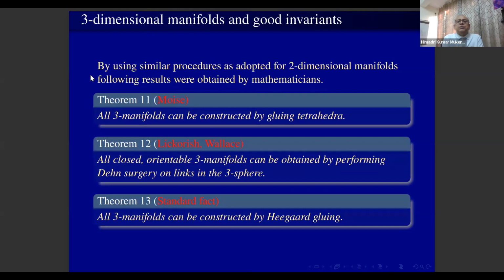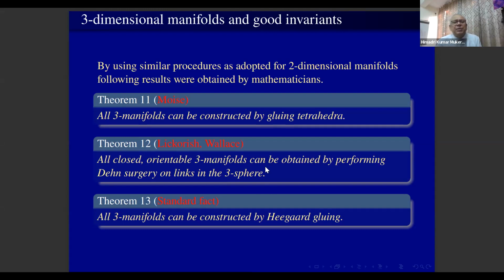By using similar procedures to those adopted for two-dimensional manifolds, the following results were obtained by mathematicians. So these are old results. Theorem by Moise: all three-manifolds can be constructed by gluing tetrahedra. When you glue, of course, this is three-dimensional, so you are allowed to have a spherical solid angle at vertices. And all closed orientable three-manifolds can be obtained by performing Dehn surgery on links in the three-sphere. Ashish has perhaps talked about this one.